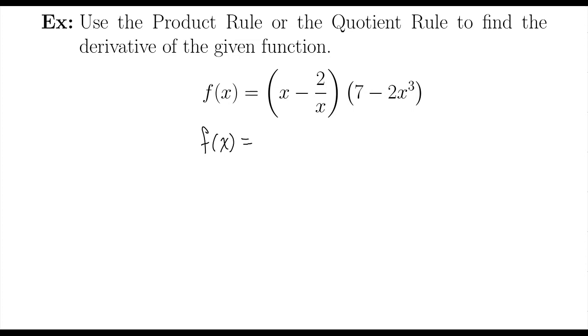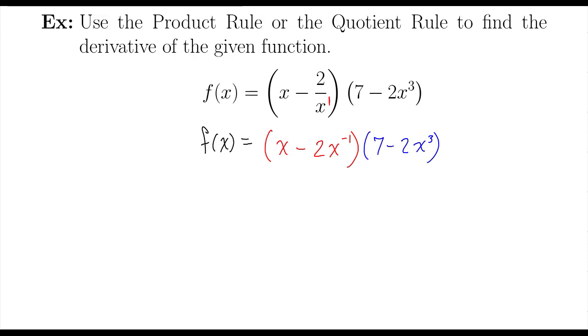Okay, so I'm going to first rewrite this first term. And I'm going to use red just so I can color coordinate a little bit here. Okay, remember this is x to the first power in the denominator, so I'm going to rewrite that as 2x to the negative first power. Okay, and then the second piece here does not need to be rewritten in any way, so I'm just going to leave that as 7 minus 2x to the third. I'm going to use blue this time for that part.